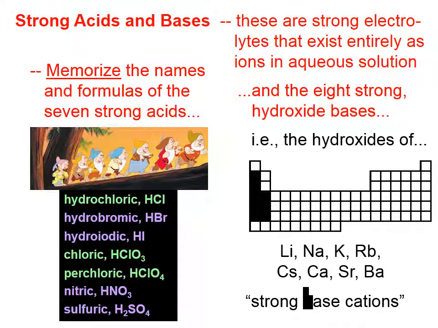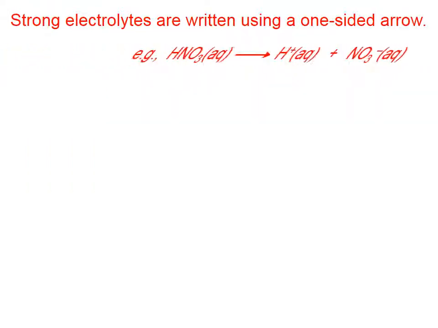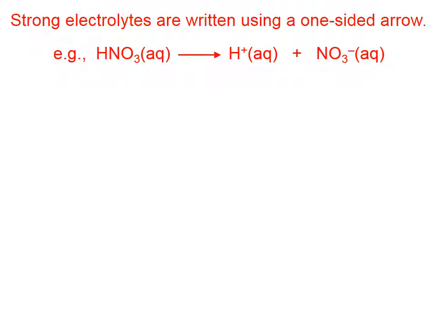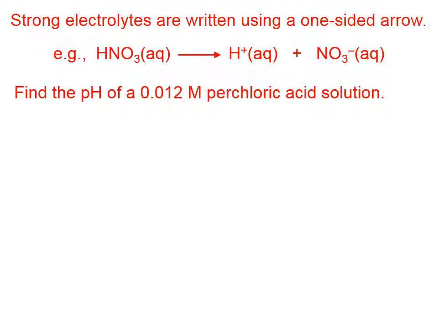This element down here, francium, and this element right here, radium, we don't have too much interest in, so we kind of forget those. But these 8 metals, what I call the strong base cations, because when they're paired up with hydroxide ion, they make a strong base. Strong electrolytes are written using a one-sided arrow. Here's nitric acid. You can see the one-sided arrow. It ionizes 100% into H+ and NO3-.